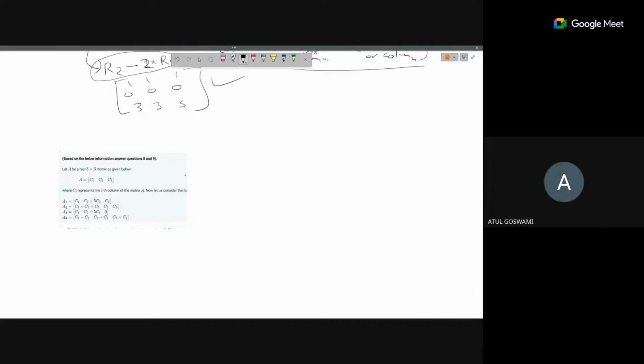So the first one is clear, right? Why is this true? Okay. For the first one, there are three columns: this is column one, this is column two, this is column three.